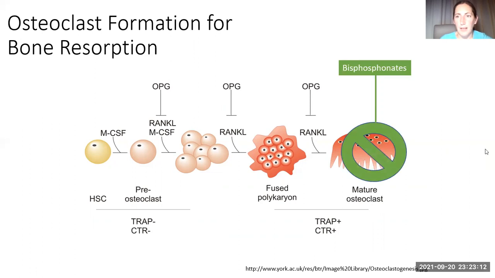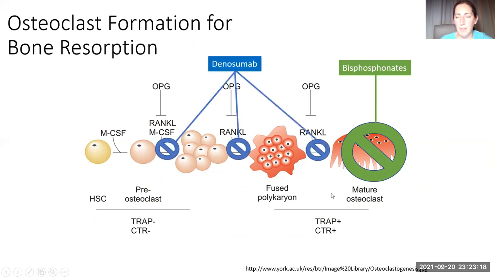Bisphosphonates, as I said, cause apoptosis of the mature osteoclast, whereas denosumab is a monoclonal antibody that binds to RANK ligand, rendering it inactive. Therefore, these mononuclear cells cannot go down the differentiation pathway, and you don't get any of the signals that these precursor cells might be sending out, nor the bone resorption.